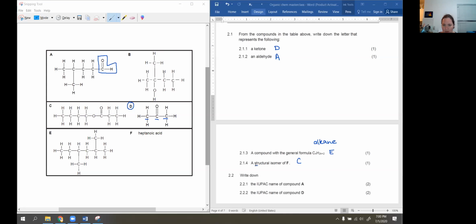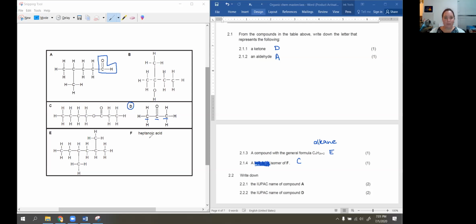Now, please remember, structural is not specifying what kind of isomer. So we're not specifically saying it's got to be a functional isomer or a chain isomer or a positional isomer. Structural isomer, remember, we can drop that word structural completely and just say an isomer of F. I'm going to keep mentioning this because I find that the word structural isomer confuses you, and you confuse it with the three types that I just mentioned, and then it makes your world fall apart just a little bit.